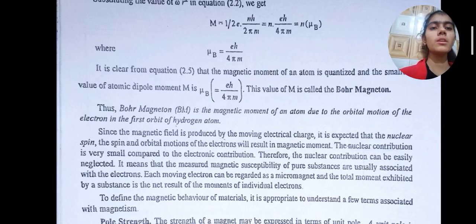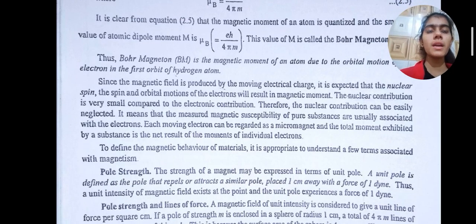Thus, the Bohr magneton is the magnetic moment of an atom due to the orbital motion of the electron in the first orbit of the hydrogen atom. Since a magnetic field is produced by a moving electrical charge, it is expected that the nuclear spin, and the spin and orbital motions of the electrons, will result in a magnetic moment. The nuclear contribution is very small compared to the electronic contribution. Therefore, the nuclear contribution can be easily neglected.